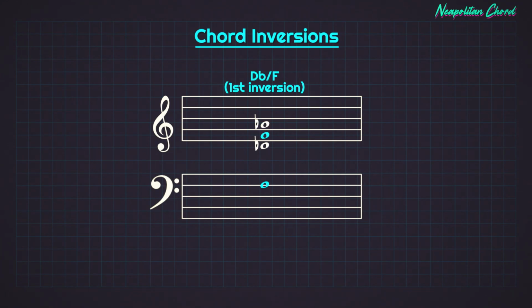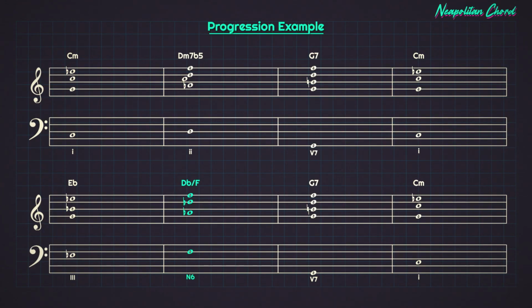If you're into chords and musical notation, the Neapolitan chord is most often seen as an N6. Here's our final example with our new first inversion Neapolitan chord.